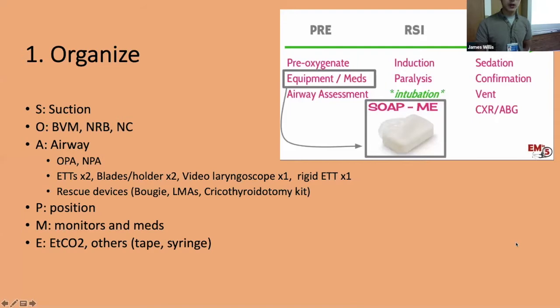So the first thing you want to do, even before the patient arrives, is to organize your equipment and medication. It's also good practice to brainstorm with your team and envision how you might manage the patient based on the EMS notification, especially since a lot of the patients that are coming in will be undifferentiated. So certainly use a mnemonic to help you create a mental checklist of all the items that you might need. So, SOAP-ME: suction, oxygen, airway equipment, position, monitor, meds, and ETCO2/others.